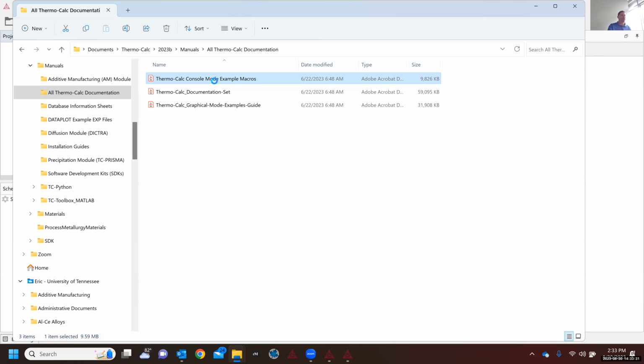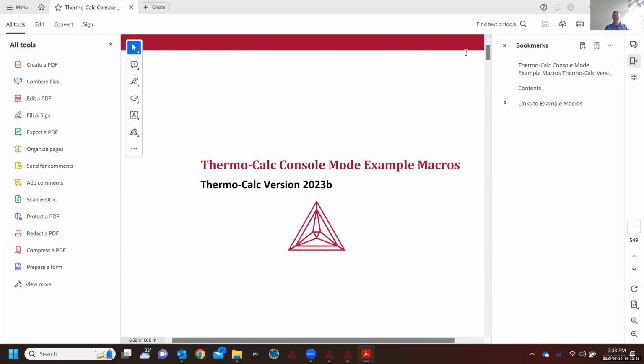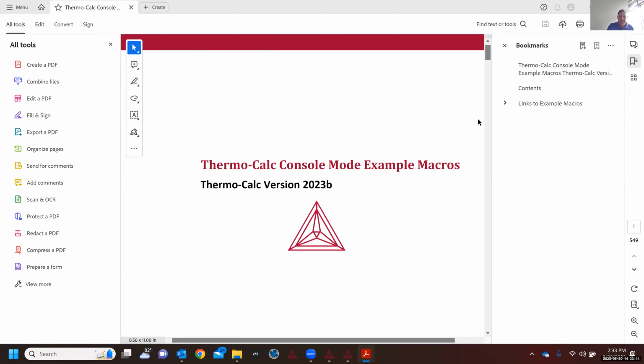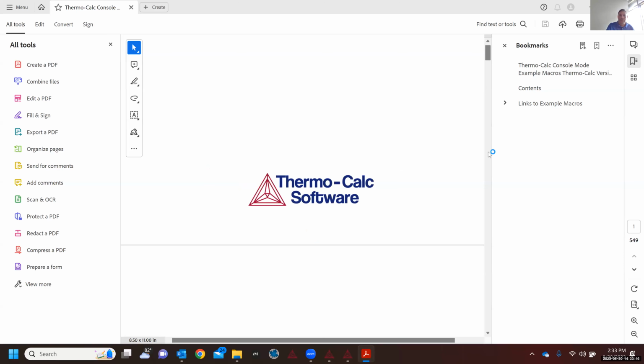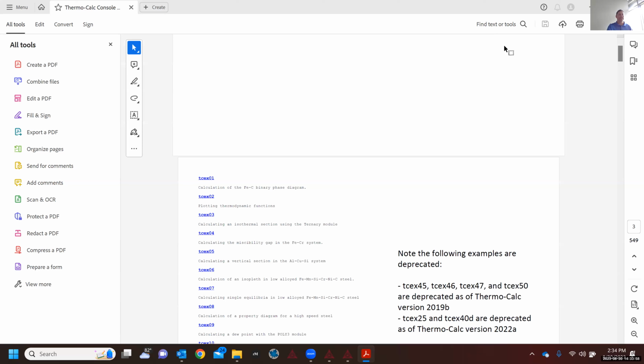You can calculate a binary phase diagram. You can calculate the free energy of phases as a function of composition or temperature. You can calculate a ternary phase diagram. And if you want to use ThermoCalc to do something, chances are very likely there is an example that can teach you how. This is how I have learned how to do lots of different things.